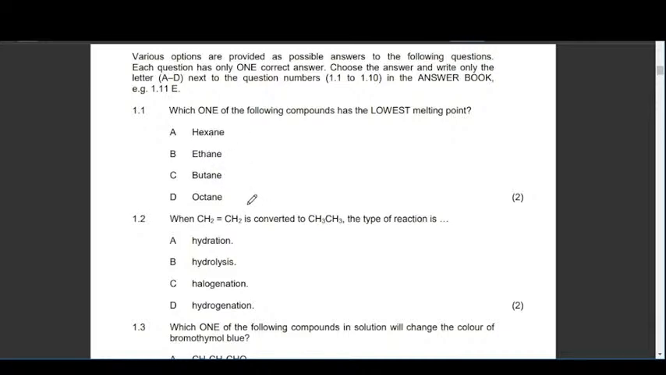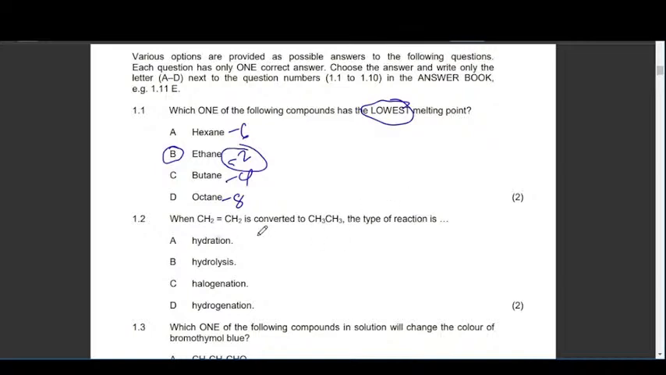So if you look at this, they're saying which one of the following has the lowest. This is the key point, the lowest boiling point. Therefore, we look at a compound with a low number of carbon atoms. So the answer is going to be, because this one has 6, this one has 2, this one has 4, this one has 8, so it's this one which has the lowest number.